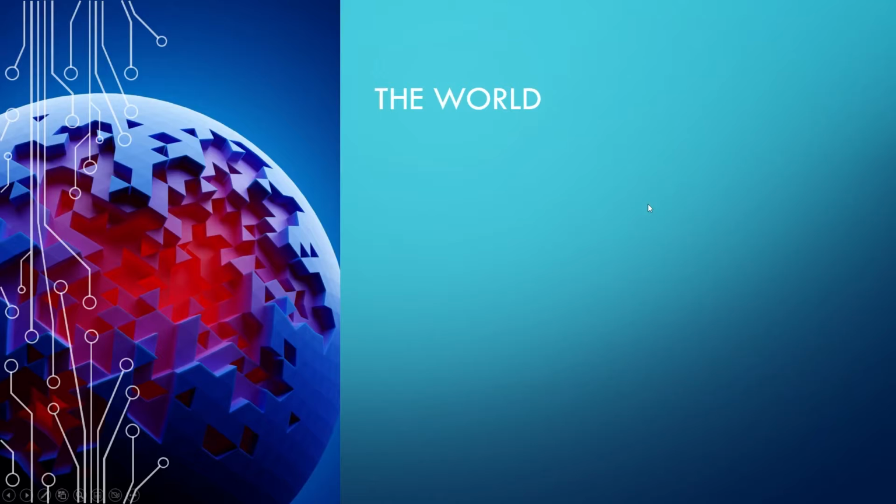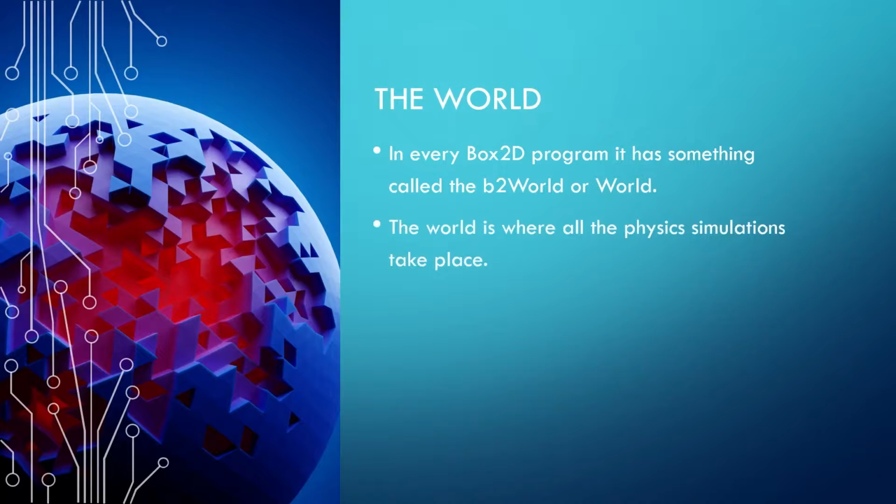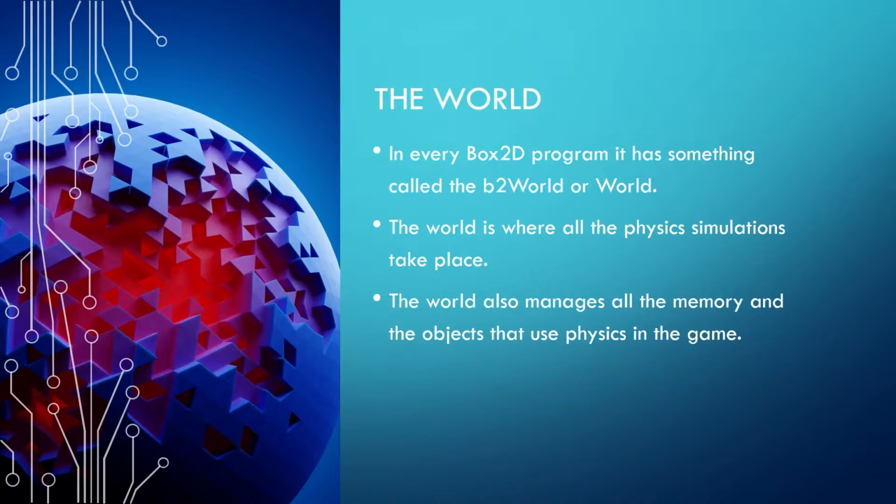Okay, let's go over the world. In every Box2D program, there has to be a world. The world controls all of the physics simulations that need to take place in the game, such as different forces and collisions. The world also manages all the memory and the objects that use physics in the game. So if we delete an object, we have to ensure that any user references that we have are also removed, because it will actually delete the underlying pointer or data for that particular body. You can also perform raycast and AABB queries. We'll definitely be getting into raycasting in a later video because we will be using it.